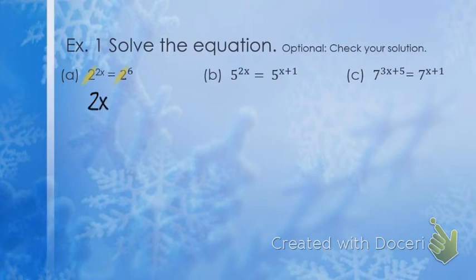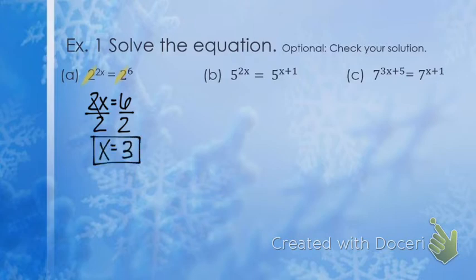2x equals, what's the exponent on the right side? 6. There's your equation that you're supposed to solve. Now this takes us all the way back to chapter 1. This is a one-step simple equation. How do I solve for x? Divide both sides by 2. So what does x equal? There you go. And you're done.